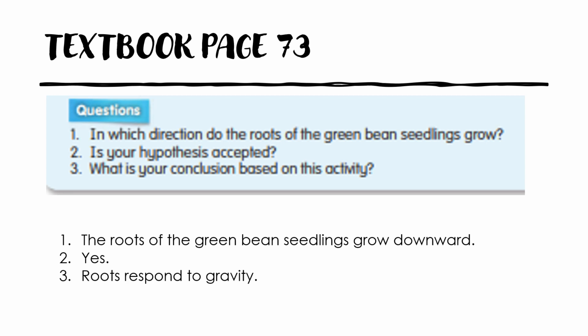Questions on textbook page 73. 1. In which direction do the roots of the green bean seedlings grow? The roots of the green bean seedlings grow downward. 2. Is your hypothesis accepted? Yes. 3. What is your conclusion based on this activity? Roots respond to gravity.